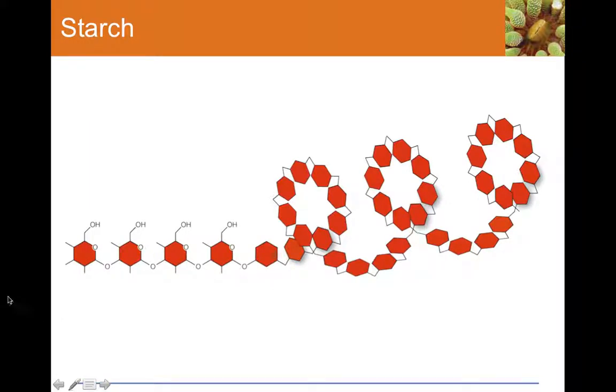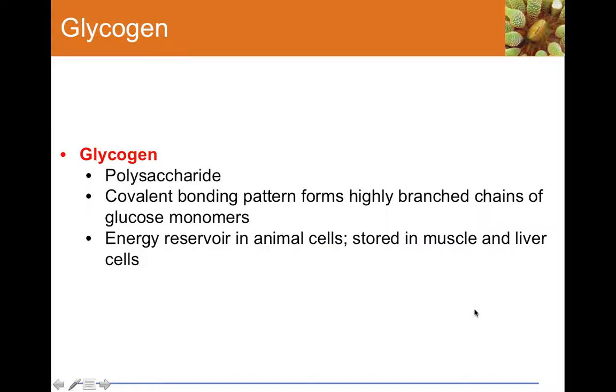So, here you have it. Simple glucose hooked to simple glucose hooked to simple glucose over time turns into this super awesome, huge starch molecule. So thank you, potatoes. Now glycogen, you and I are on the scene now.